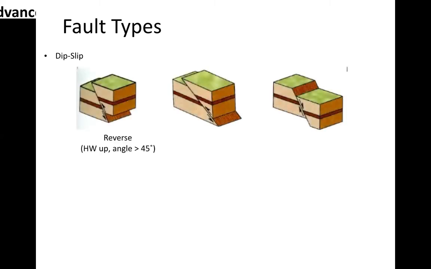So fault types refer to the relative motion which has occurred. Dip slip refers to vertical motion, and there are three primary types. Reverse indicates hanging wall up, so once again, the block that lies above the fault plane has moved up relative to the footwall, which lies below the fault plane. Reverse faults are at an angle of 45 degrees or more. A thrust fault is the same as a reverse fault with hanging wall up motion, but at a shallower angle, typically less than 45 degrees.